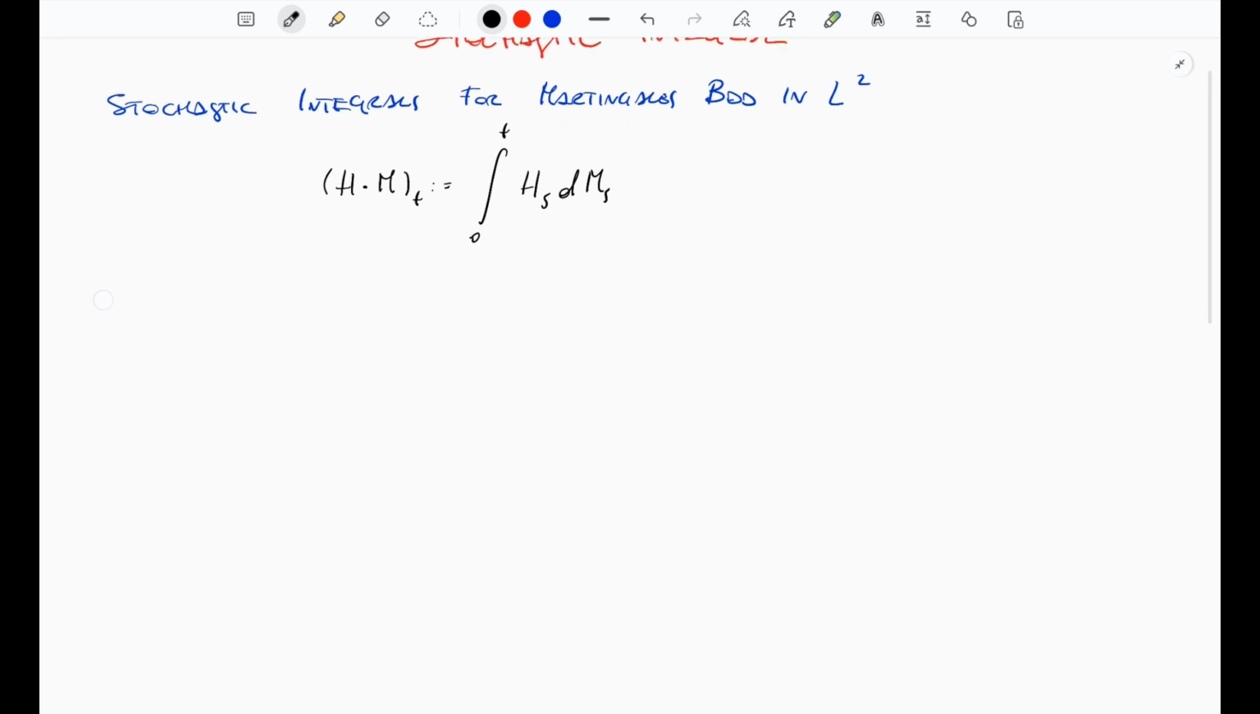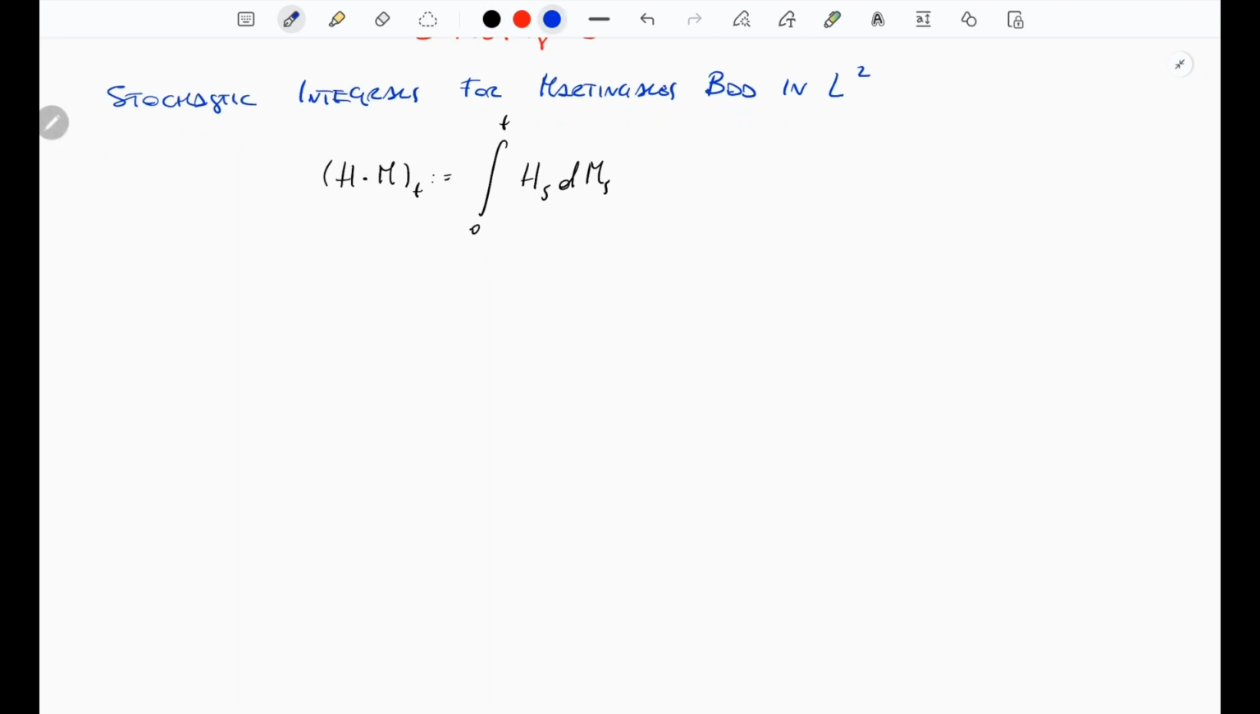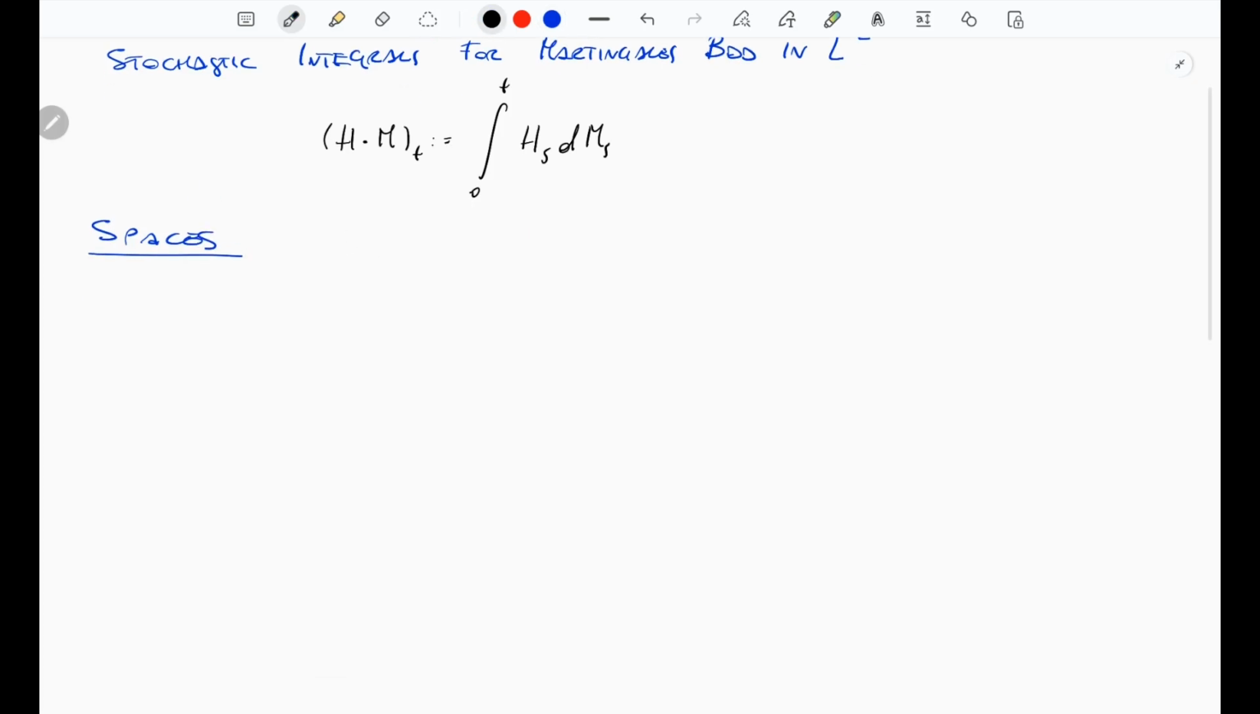What do we need? The spaces we're going to be working with: we have some sort of a martingale, which we'll be talking about, and a process. What type of process do we need? Let's talk about the martingale first. As we mentioned, we want martingales bounded in L2. So we're going to be calling this H space right here the space of M martingales.